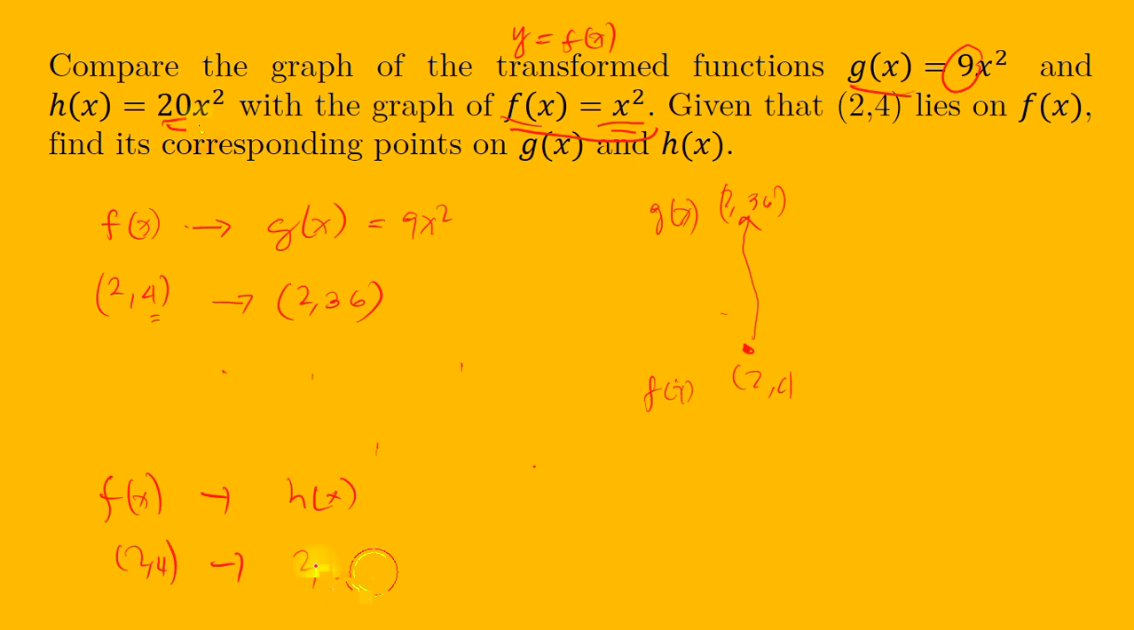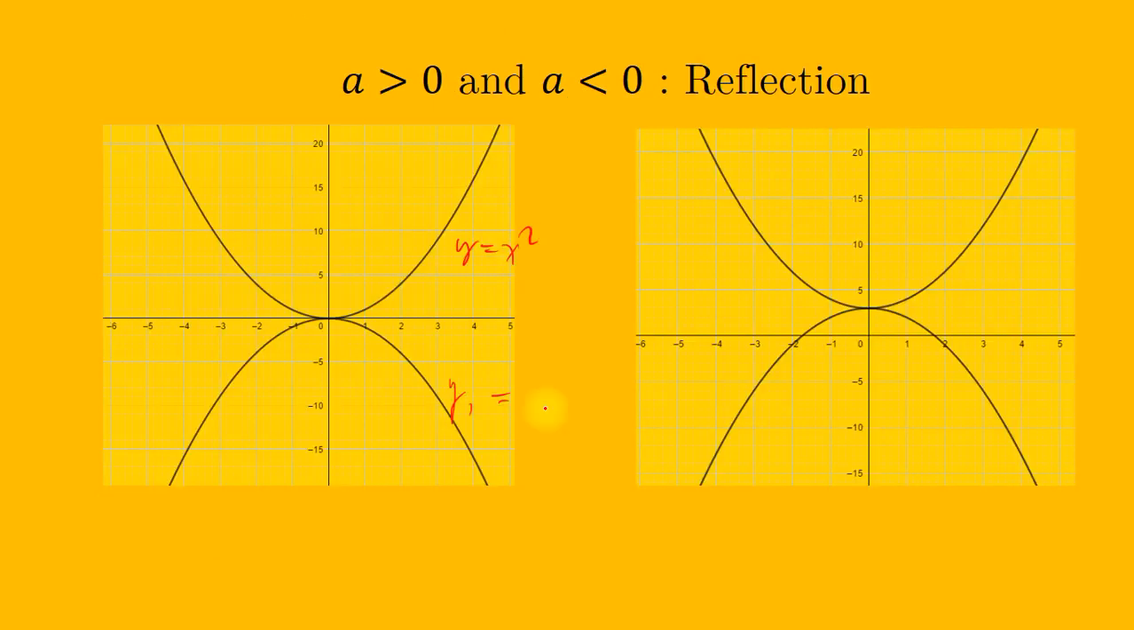So here we have a greater than 0 and a less than 0. We call this reflection. So this one is y equals x squared, and this one is, let's say, y sub 1 equals negative x squared. They are actually the same, but every y value on x squared is being multiplied by negative 1. So this is what we call reflection.